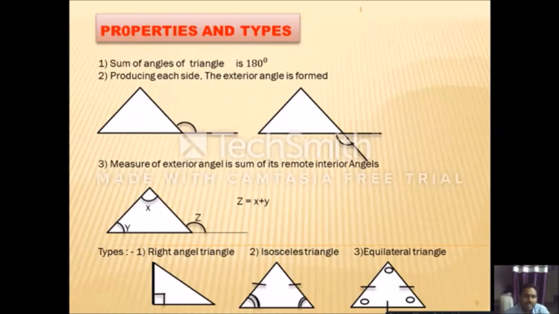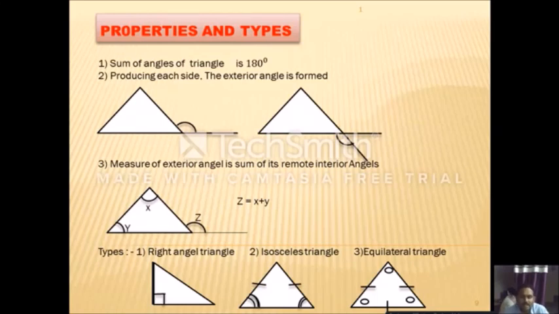In the figure, we see that Z is the exterior angle, and X and Y are the remote interior angles. Therefore, the measure of exterior angle Z is equal to the sum of the remote interior angles, X plus Y.